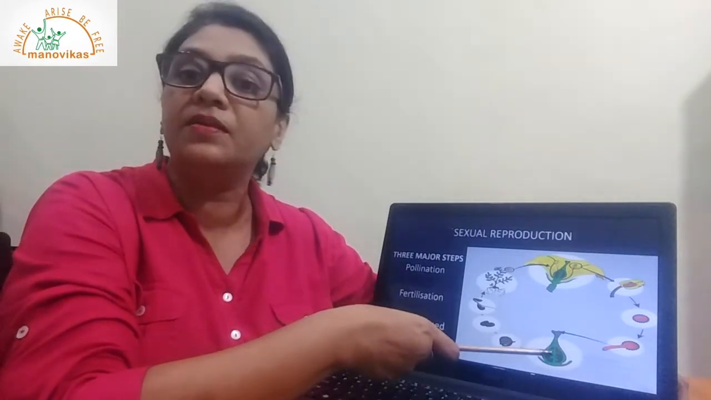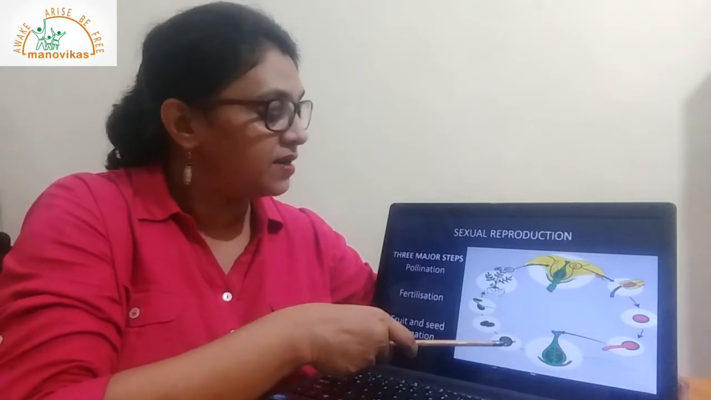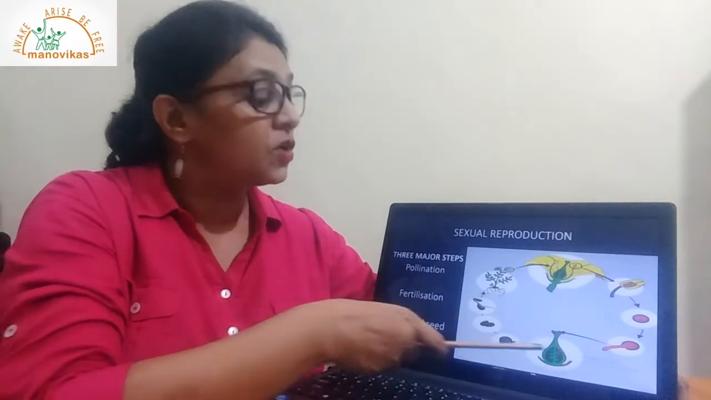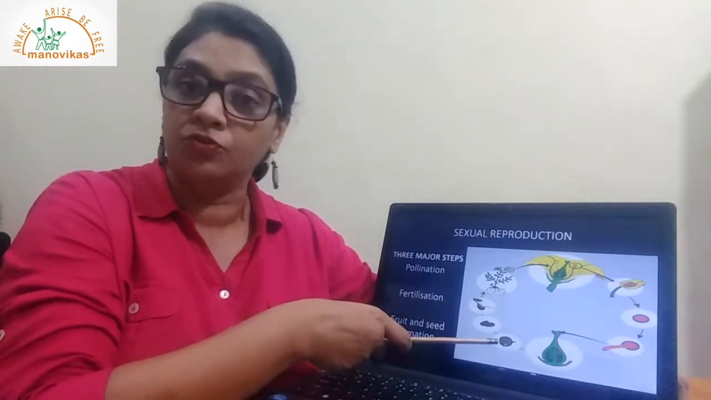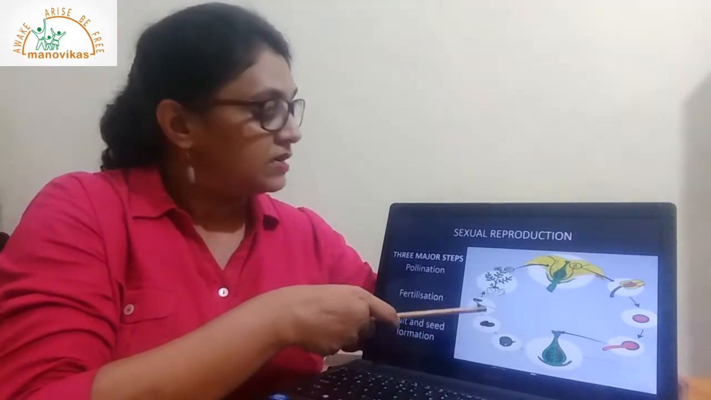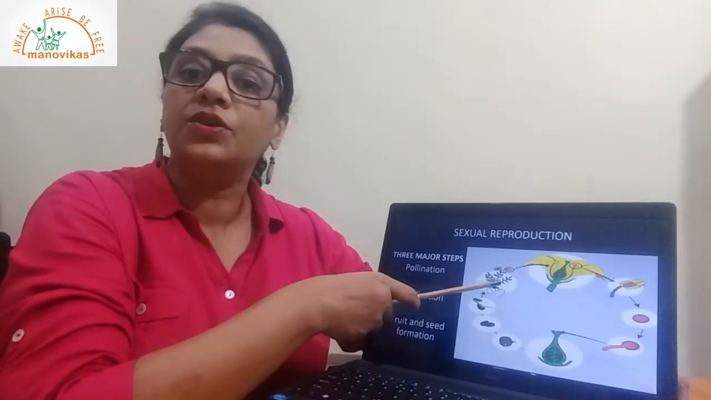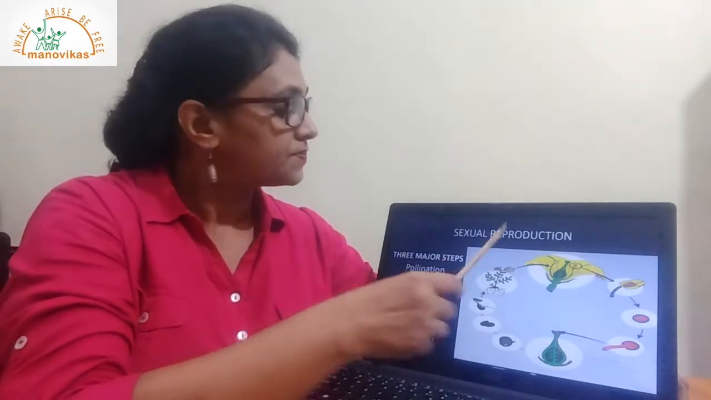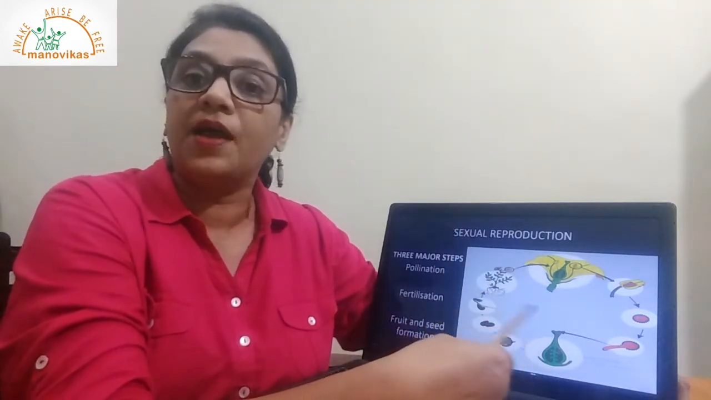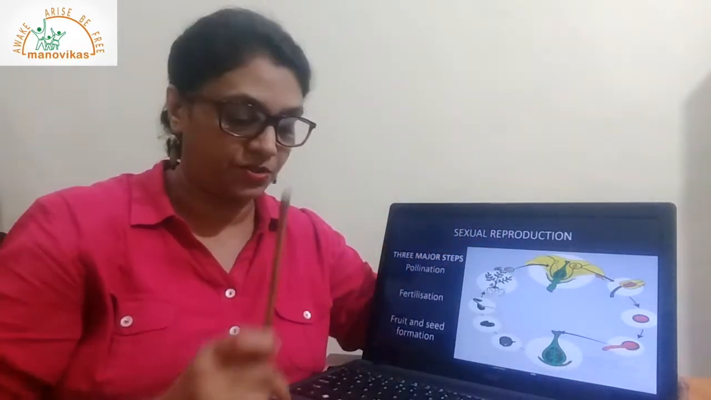The fusion between the male and the female gamete takes place, and then the ovary develops into a fruit, and the ovules develop into seeds. The seeds germinate and we have a new plant. So this reproduction that gives a new plant through fusion is called sexual reproduction.